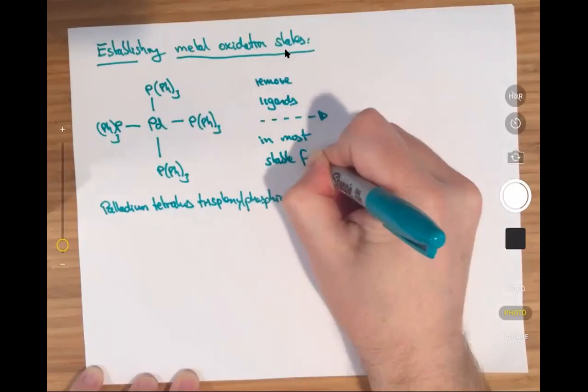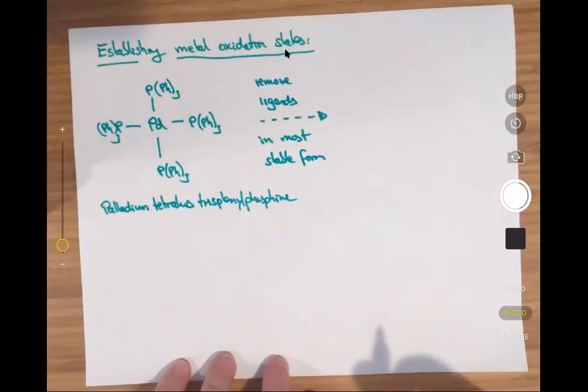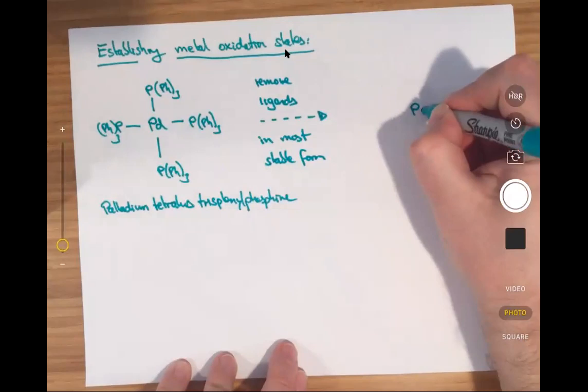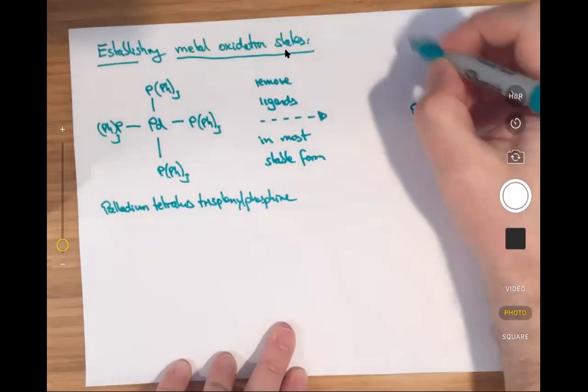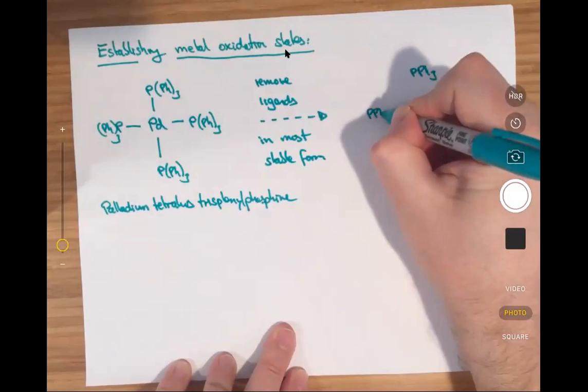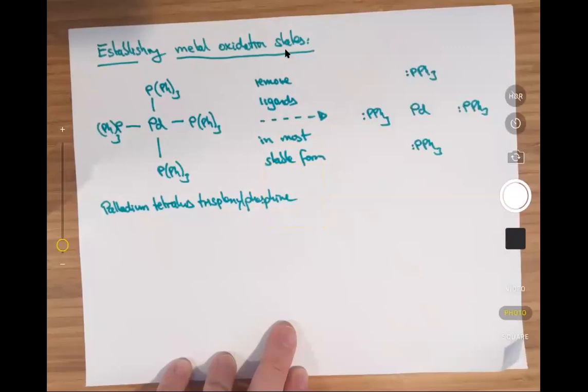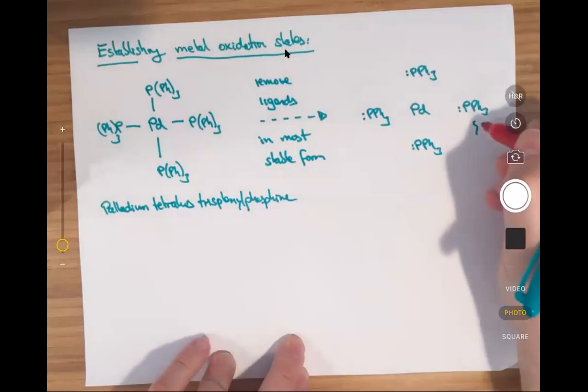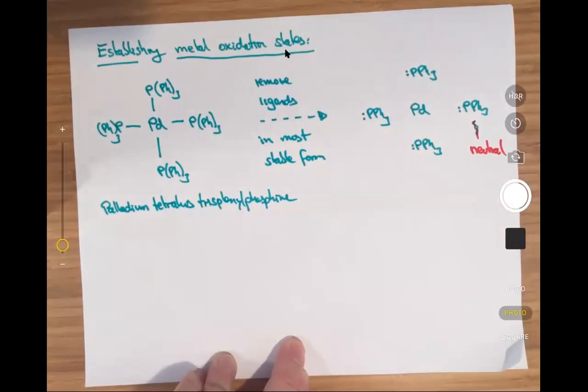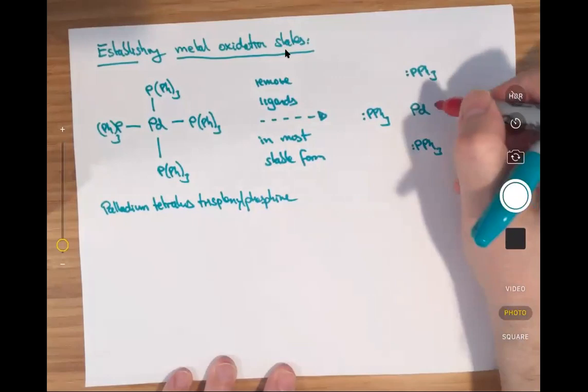Now, the most stable form of these triphenylphosphines is, of course, the neutral triphenylphosphine, right? So if you do that, you end up with something that looks like this, palladium, and then you have PPh3, PPh3, PPh3, and PPh3. And all of these essentially have their lone pair on the phosphorus. Now, all of these are neutral. So the remaining charge on the palladium is essentially then zero. So it's neutral metallic palladium, right? So palladium zero in this case.